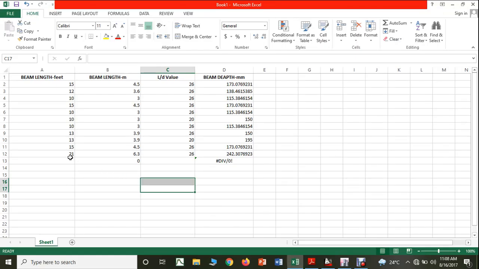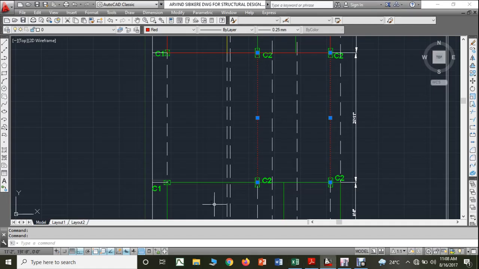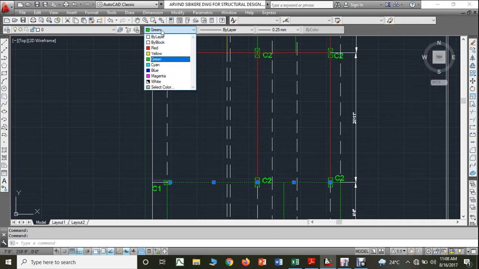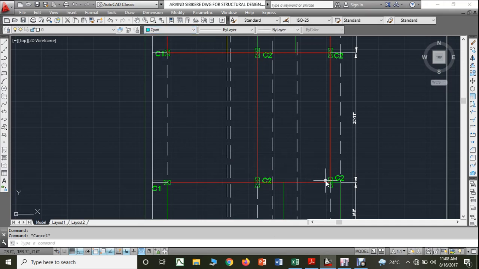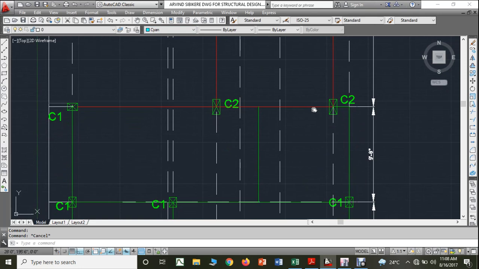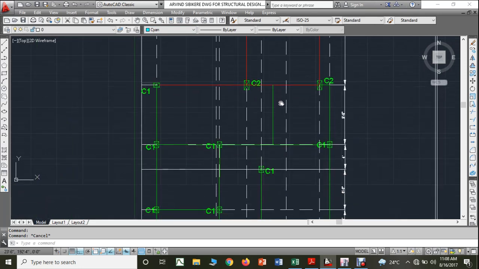That is of 15 feet, so no need to calculate again for this. This and this will be of 15 feet. We have a small cantilever that we will come to at that time, right?